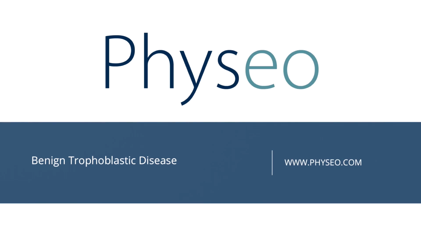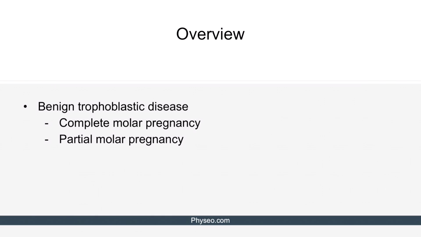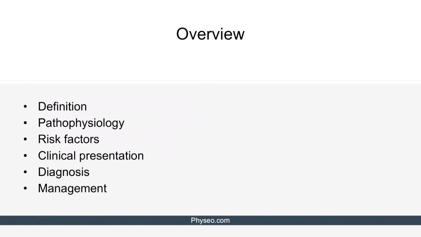Let's get started. Here's our overview slide. You can see that benign trophoblastic disease is split into complete molar pregnancy and partial molar pregnancy. Let's start with complete molar pregnancy. With regards to this topic, we'll be discussing the definition, pathophysiology, risk factors, clinical presentation, diagnosis, and management. So let's begin with the definition.